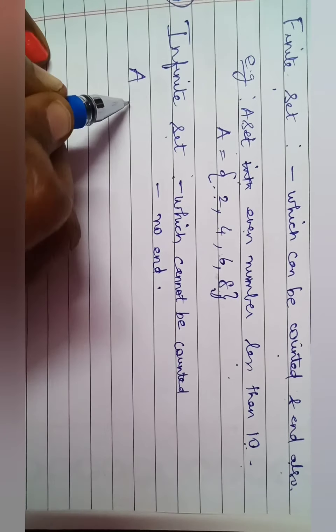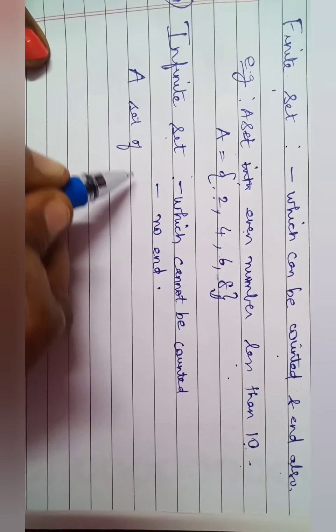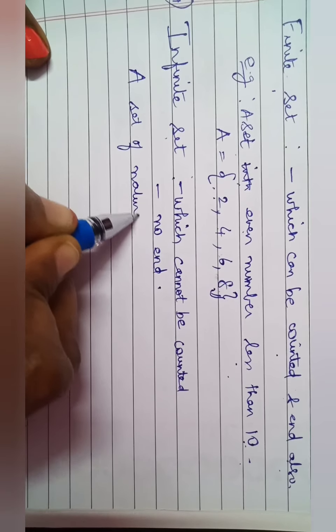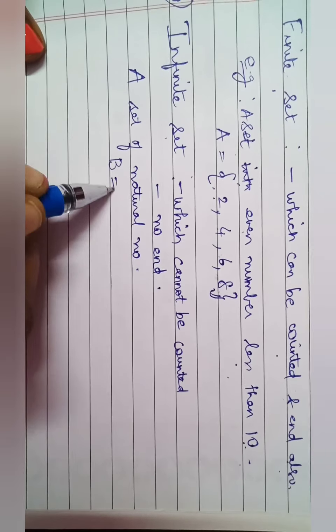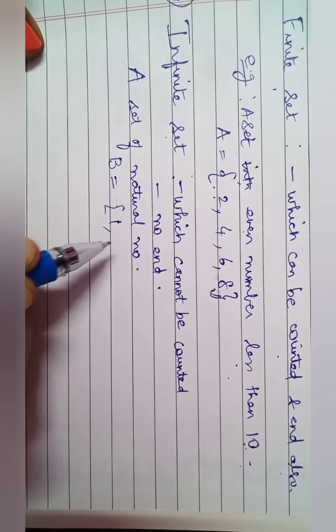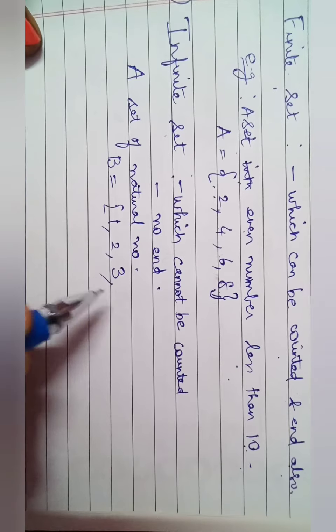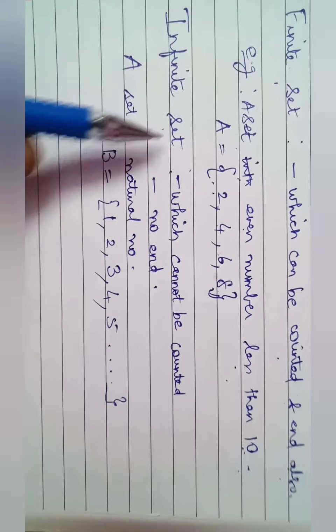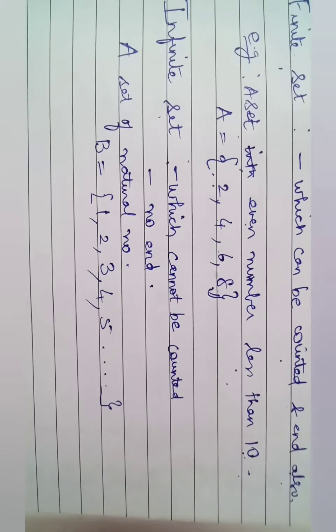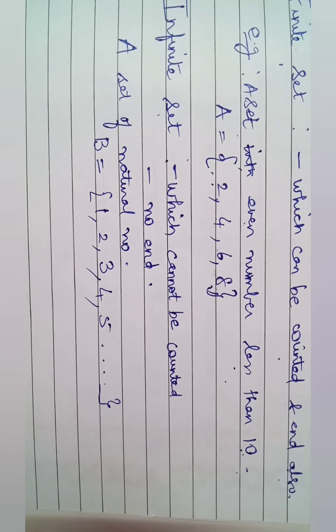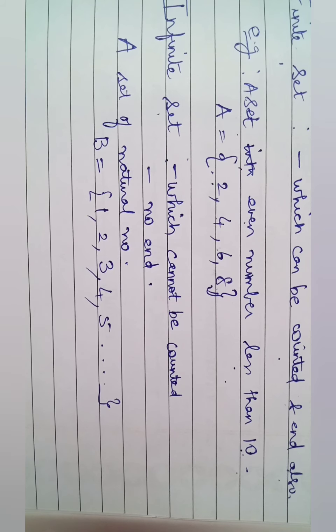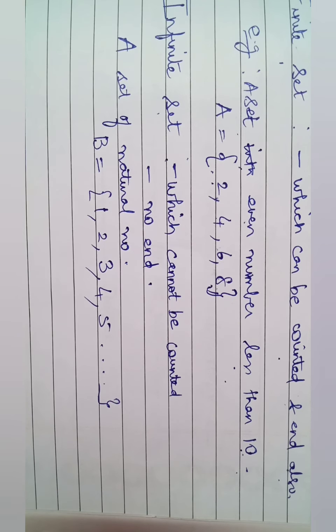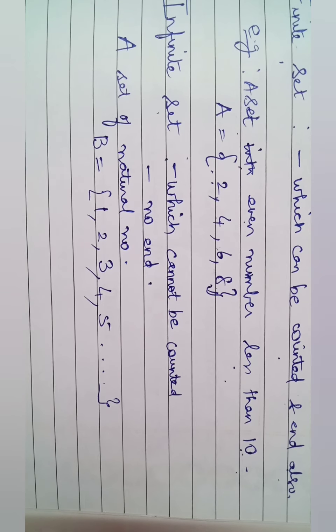A set of natural numbers, I am putting a very simple example. You will have any name of the set, B, and natural numbers means 1, 2, 3, 4, 5 and it goes on like this. So this is an infinite set. I hope it is clear. Singleton sets have only one element, empty sets have no element, a finite set can be counted and the end is there, and an infinite set has no end and cannot be counted at all.